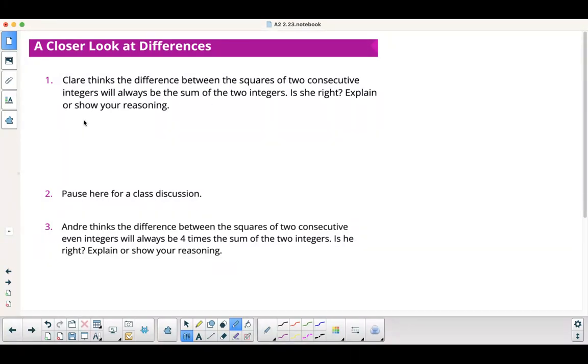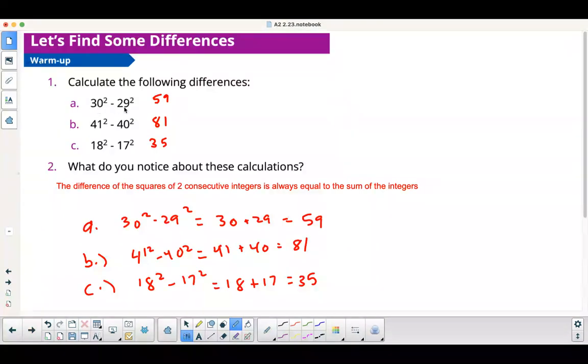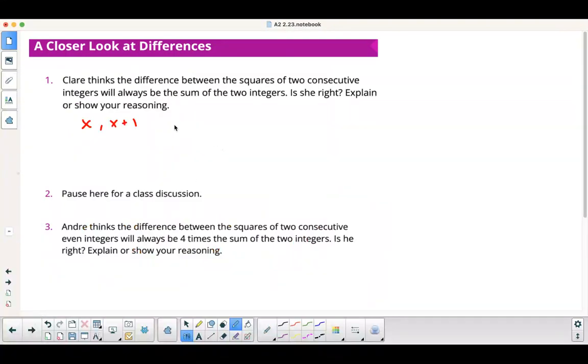So if I have two consecutive integers, the first one's x, the next one's always going to be one more. And if you look back at these numbers, 30 and 29, 41 and 40, 18 and 17. So Claire thinks the difference between the squares of the two integers. So I'm going to take the bigger one, which would be x plus 1, square it, and then minus x squared, the smaller one. I want to see if that's equal to the sum of the two integers. So x plus 1 plus x. So I need to do a little algebra here and see if it works.